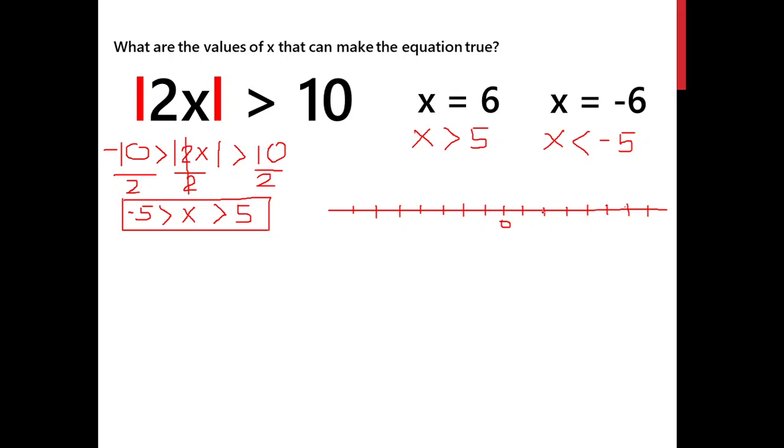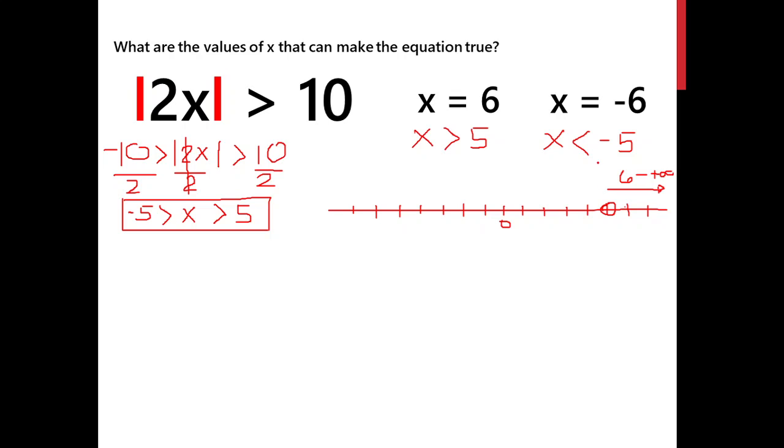Let's locate 5: 1, 2, 3, 4, 5. Again, since the symbol being used calls for an open circle, 5 is not part of the solution. So what are the solutions here? Greater than 5, so that arrow will go to the right. Therefore, the solutions will start at 6 going to positive infinity.